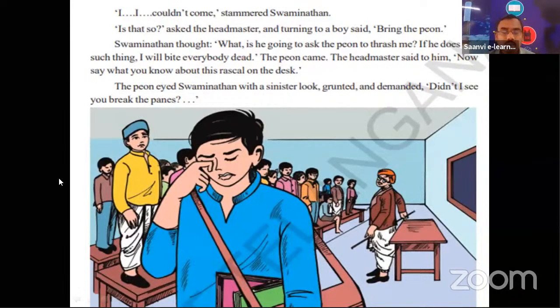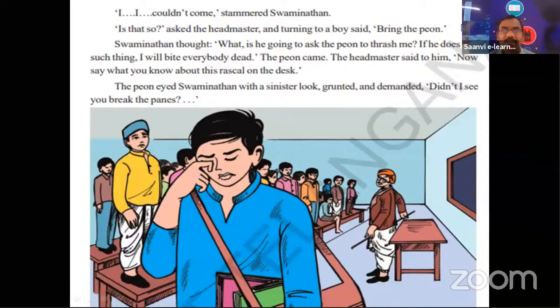"I couldn't come," stammered Swaminathan. Stammering, I already told you, is a kind of speaking disability. But sometimes when you are afraid to talk, when you are scared of a person, of your teacher, you may repeat the first alphabet many times. But for somebody, it's a kind of disability. They always speak in such a manner, repeating the first alphabet whenever they start a word. That is called stammering. Here, because of fear, Swaminathan stammers.